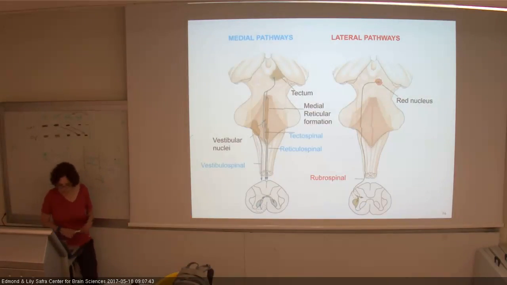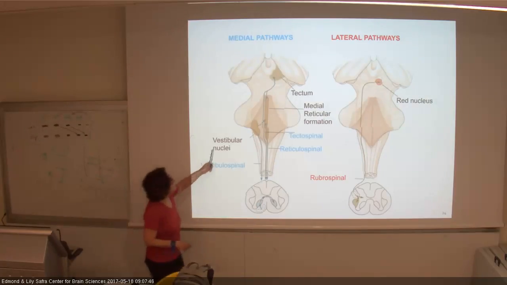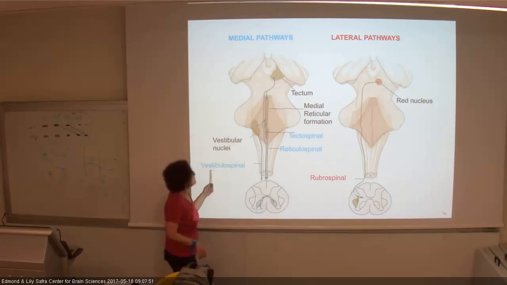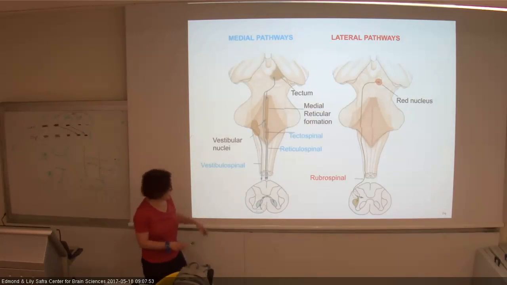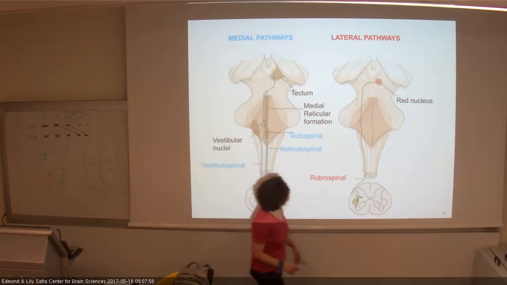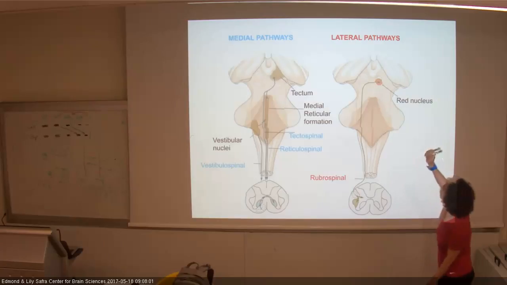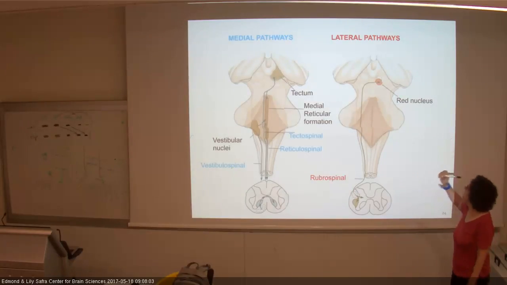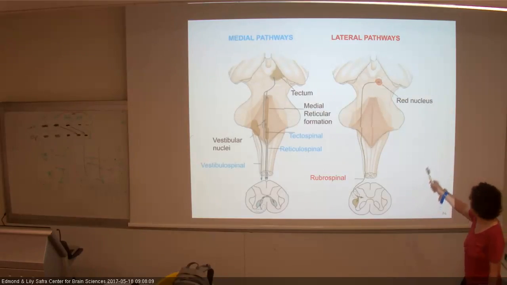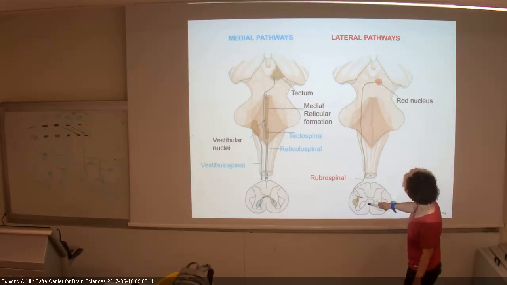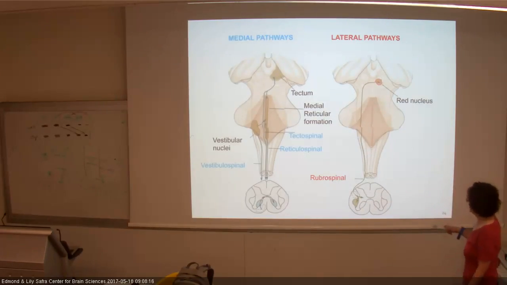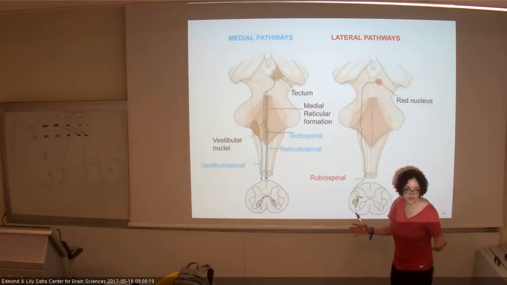The medial pathways contain the tectospinal pathway from the tectum, the reticulospinal, and the vestibulospinal. All of these terminate on the medial part of the spinal cord. For the lateral pathways, we are talking about only one pathway, the rubrospinal pathway from the red nucleus to the spinal cord, where it reaches the lateral aspects of the spinal cord and affects muscles of the distal limb.